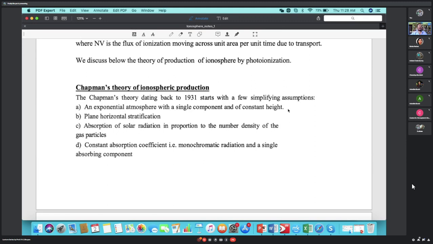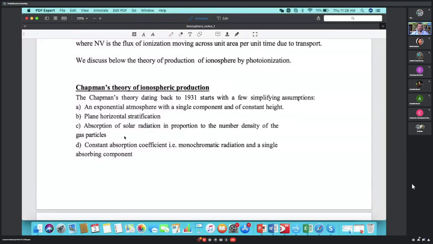If you send it vertically, it will be totally internally reflected and come back to Earth. Otherwise, it cannot. Next, plane horizontal stratification. Stratification means it is layered, plane and horizontal. The layers are horizontal, not vertical. You do not have vertical layers. You assume that the atmosphere is layered horizontally. That is what is true. We have the D layer, the E layer, F1 and F2, or say F. All are horizontal layers. You do not have a vertical layer. So this is also true.